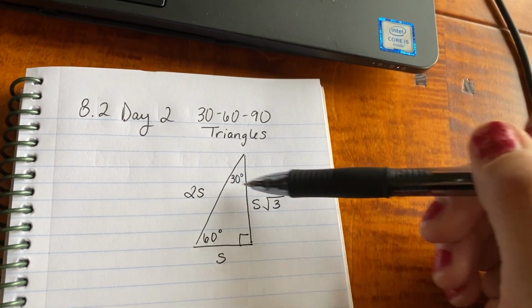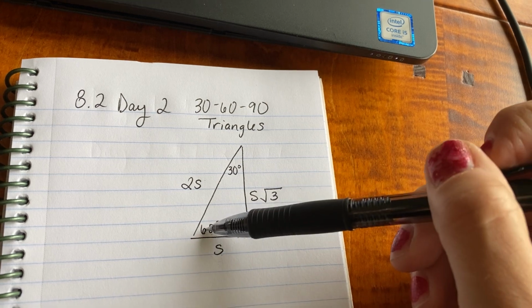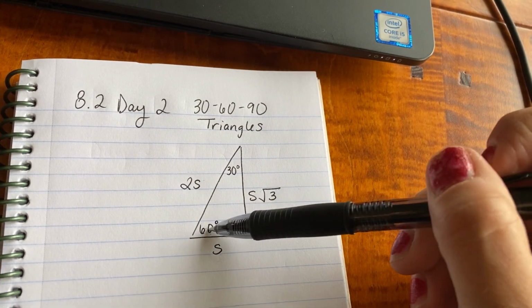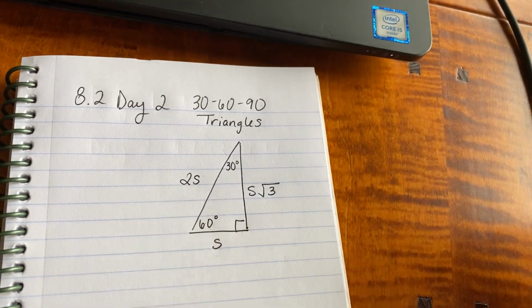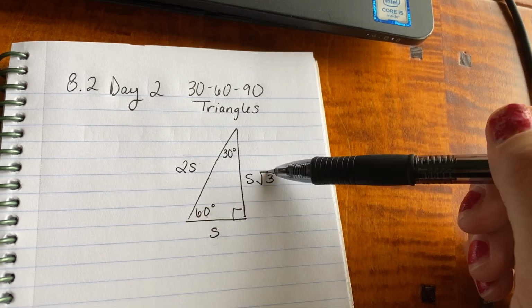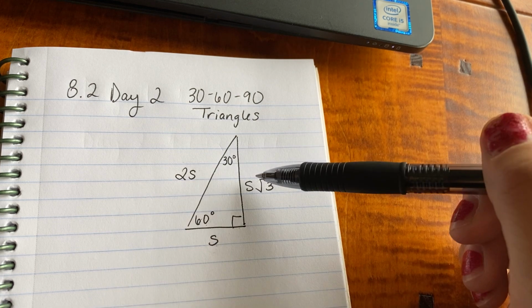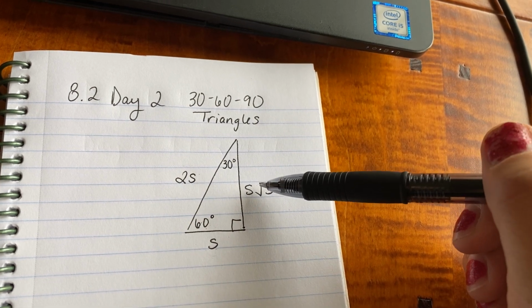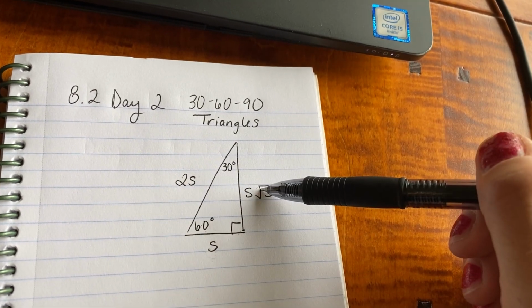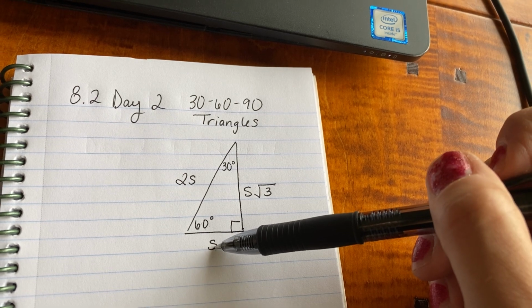If you look at how they've labeled the other two sides, this would be the medium side length, and this would have to be the longest because, of course, it's the hypotenuse. This would be the medium because it's opposite the medium-sized angle. They are also both written in terms of S. So that really tells us that these two sides relate back to the length of the short leg.